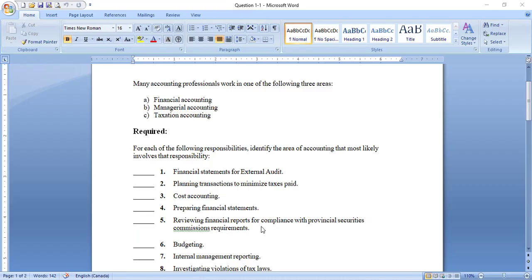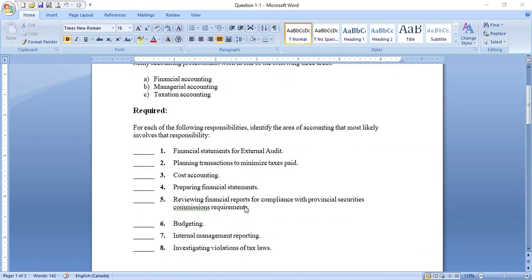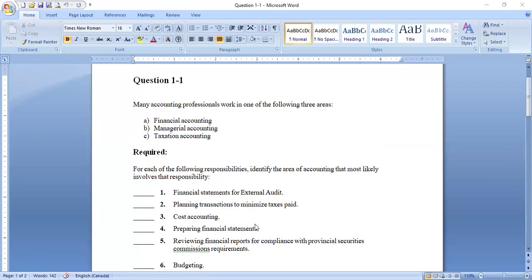Every time you see external users, that's financial reporting, financial accounting. Budgeting, management accounting, all over it. Internal management reporting, management again. Investigating violation of the tax law, that's obviously taxation. Okay, that was easy. Let's go with the next one.